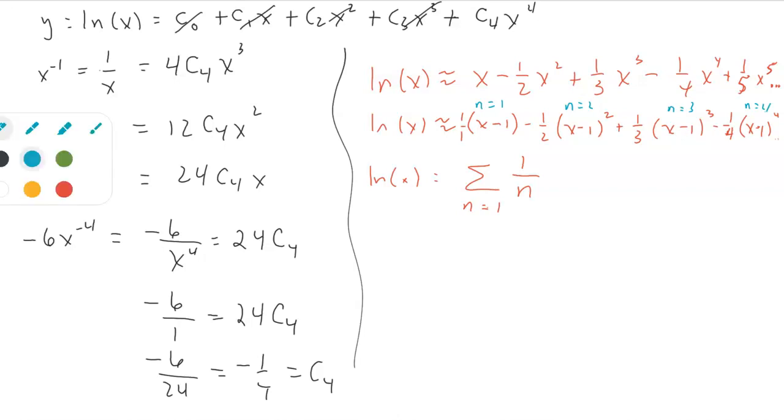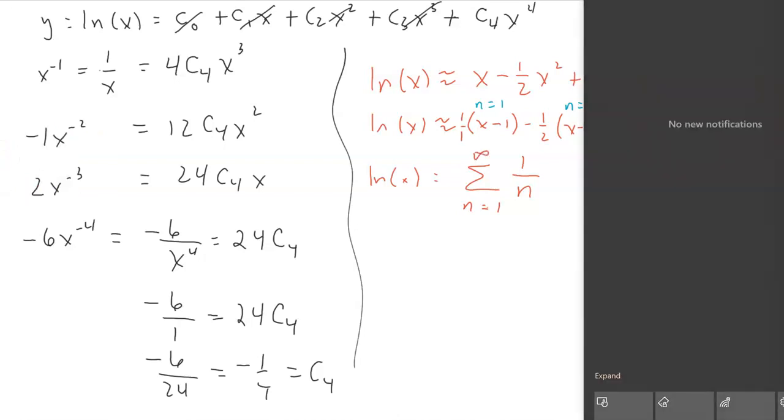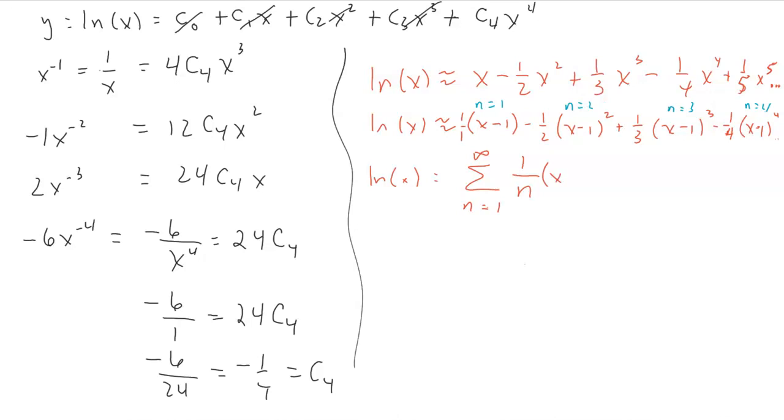And so, yes, the Taylor series would be from 1 to infinity, 1 over n, and then x minus 1 to the, notice it's to the first power, to the second, to the third, to the fourth, so just to the n power. But then don't forget the alternating nature of this thing. We need that negative 1 to the, and you saw in the previous video, to get the signs to work out properly, we need n minus 1. All right, awesome.